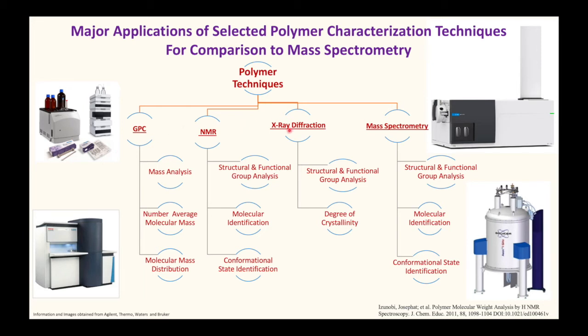NMR, X-ray diffraction, and mass spec, as you can see, have very similar applications for characterizing the polymer structure, but there are some variations that are important to note. NMR analysis can be utilized to determine the monomer sequence, reactivity ratios, and polymer microstructures. This would also be true for mass spectrometry.